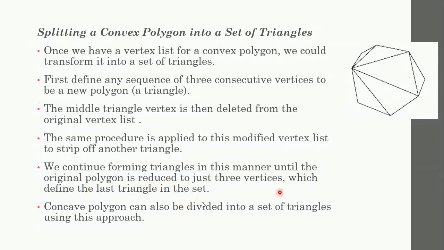A concave polygon can be divided into a set of triangles using this approach, although care must be taken that the new diagonal edge formed by joining the first and third selected vertices does not cross the concave portion of the polygon, and that the three selected vertices at each step form an interior angle less than 180 degrees. So this is another way of splitting the polygon into a set of triangles. Okay, so what you have to do is split the polygon into a set of triangles, and these triangles can be easily drawn.